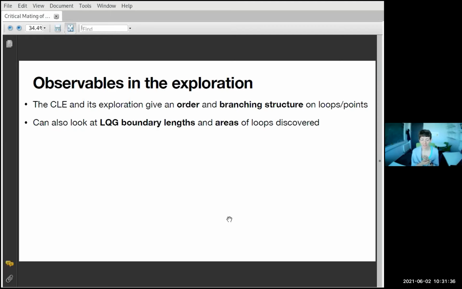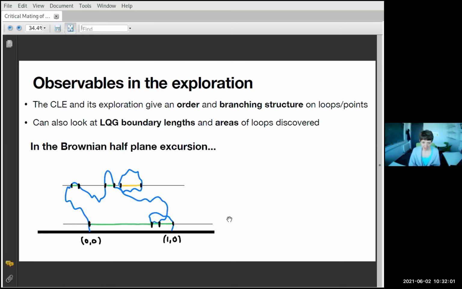Okay. So once I have all that, the entire picture I have now from the CLE decorated LQG, plus the exploration procedure, plus these independent coin tosses, is, I have an ordered branching structure, and along each branch, I have a sequence of observables, which are the Liouville quantum gravity boundary lengths and the Liouville quantum gravity areas of the loops that I discover. And in fact, it turns out that there's an analogous thing in the Brownian half-plane excursion, as recently made very precise in a work of Elie Aïdékon and William da Silva.